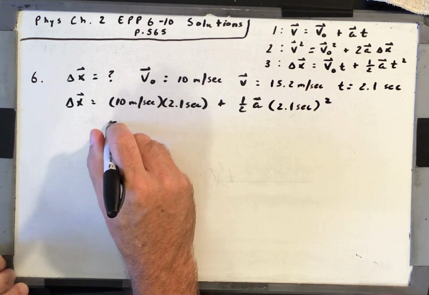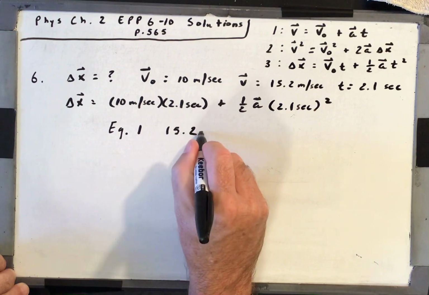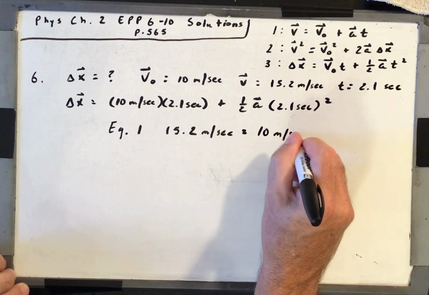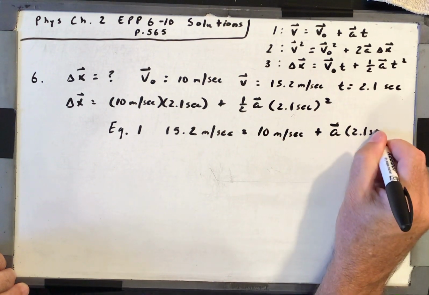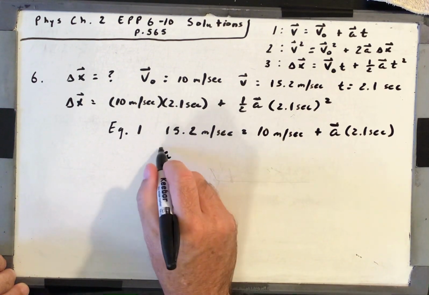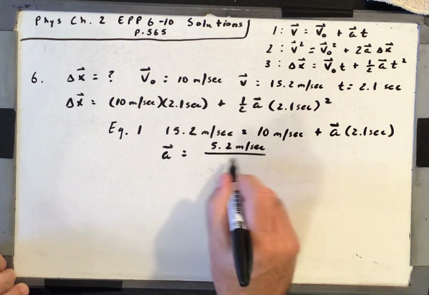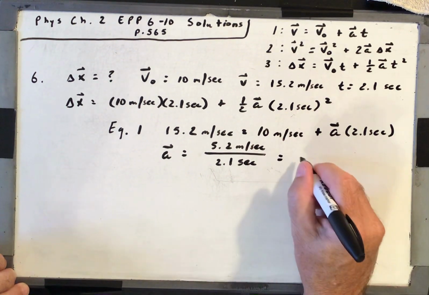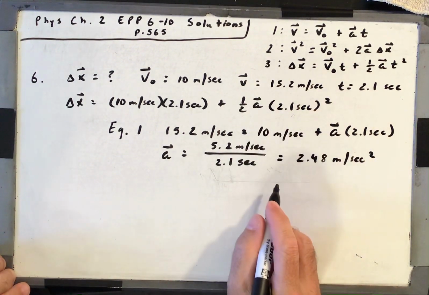So if we use equation 1, we have the final velocity, 15.2 meters a second, is equal to the initial velocity, 10 meters a second, plus acceleration times time, 2.1 seconds. Subtract 10 from both sides and solve for acceleration, and you'd have 5.2 meters per second over 2.1 seconds. So acceleration is going to be 2.48 meters per second squared.